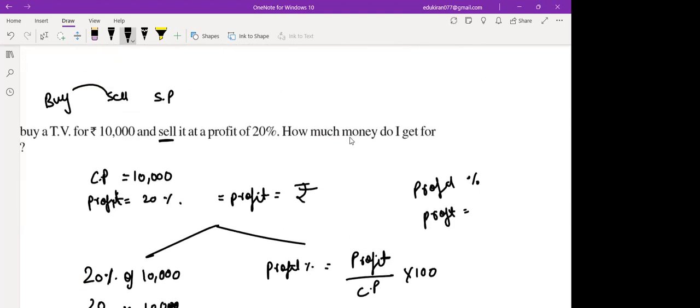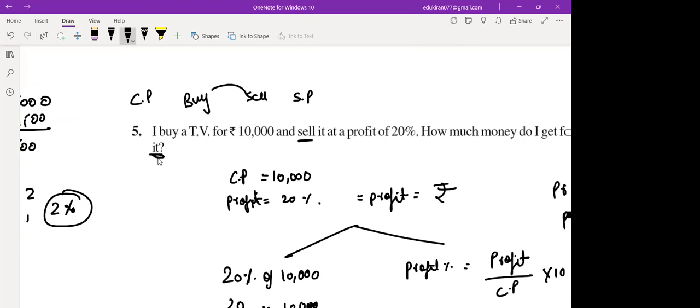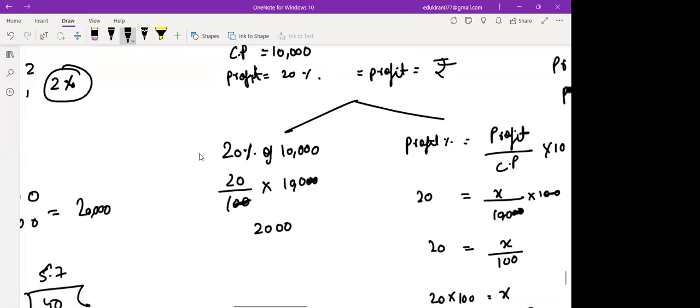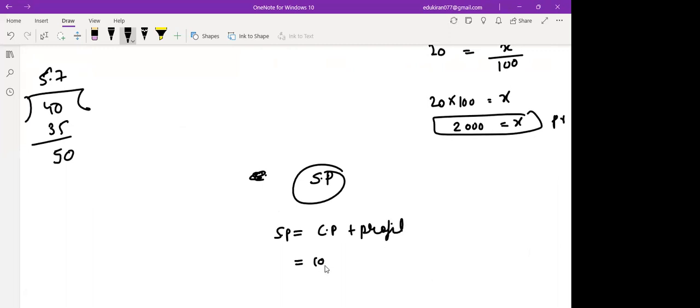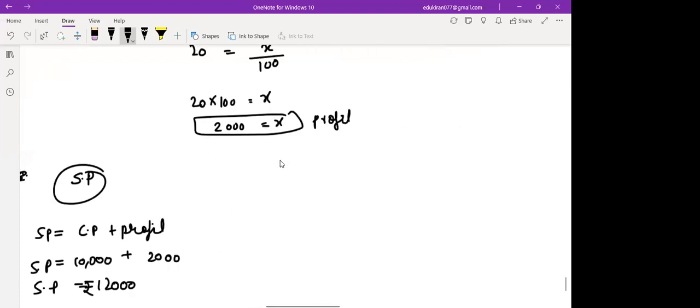So in the question, what they are saying, how much money do I get for it? So this one is asking you the total money you got. So that means the total money you got will be your selling price, right? So cost price was, how will you find the selling price? Cost price plus your profit, right? So cost price was 10,000, and in this 10,000, you earned the profit of 2,000. So when you add it, you get 12,000 rupees. Fine? Yes or no?